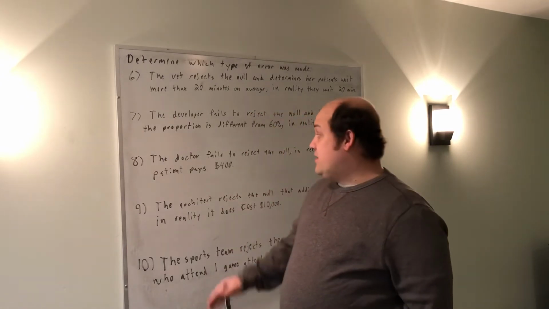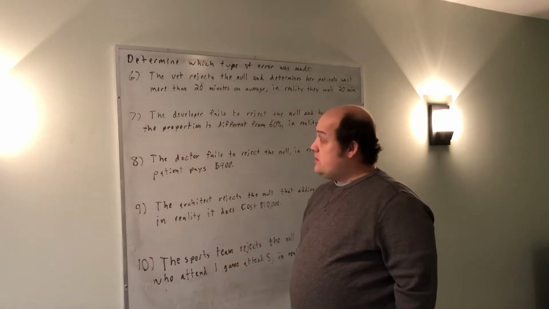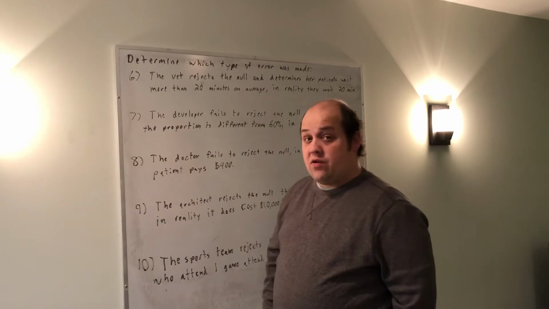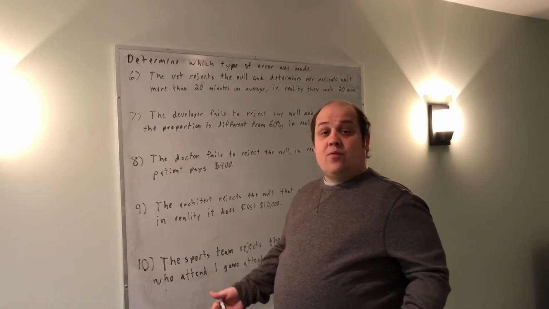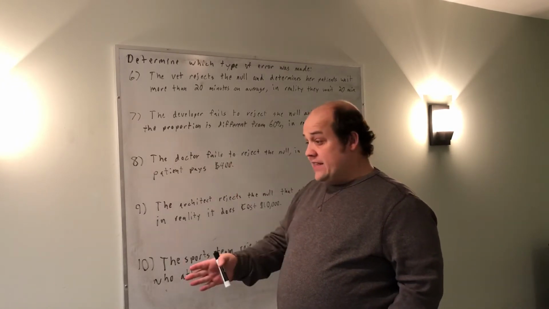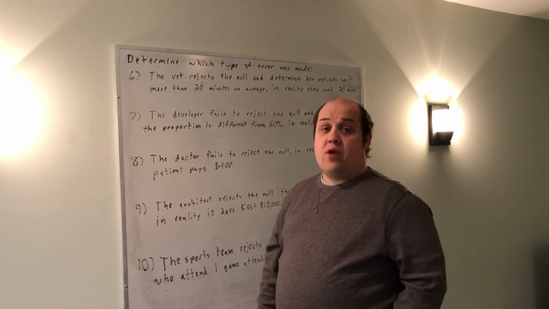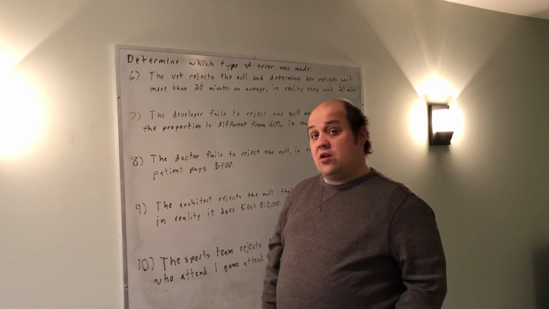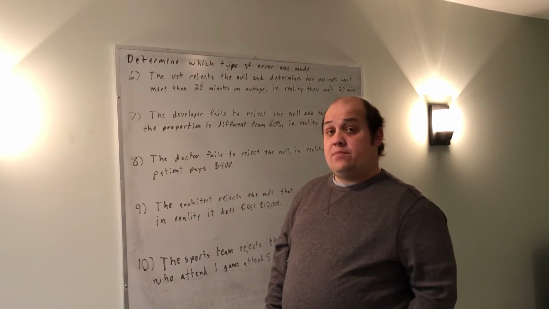So our goal here is to diagnose which of the types of errors have happened in each of these scenarios. Really, the key thing to remember here is if you rejected the null in error, that's a type 1 error. If you failed to reject the null in error, that's a type 2 error.